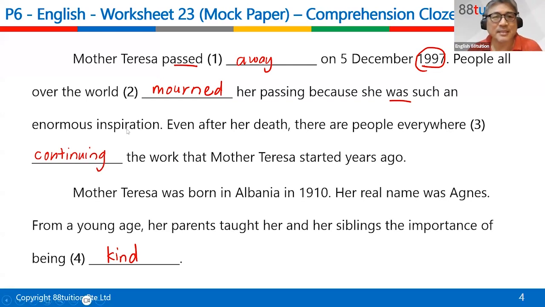So anybody has anything to check? You want to check a different answer? You miss her, yeah, but you don't miss her passing. You don't miss her death. You don't hate her death as well. And there's no hosting the work. It's continuing the work. To continue the work. Right.